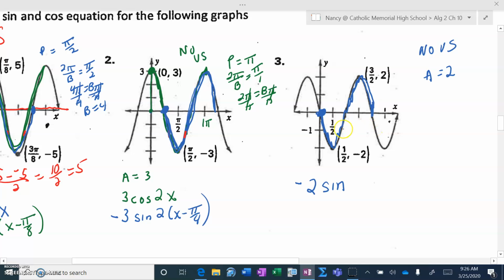So the tick marks on the axis would be 1/2, 1, 1.5, 2. You just keep adding a half. 1/2, 2 halves, 3 halves, 4 halves, which would be 2. So your period is equal to 2. So 2 pi over b is equal to 2. So 2 pi equals 2b. Divide by 2, b equals pi.